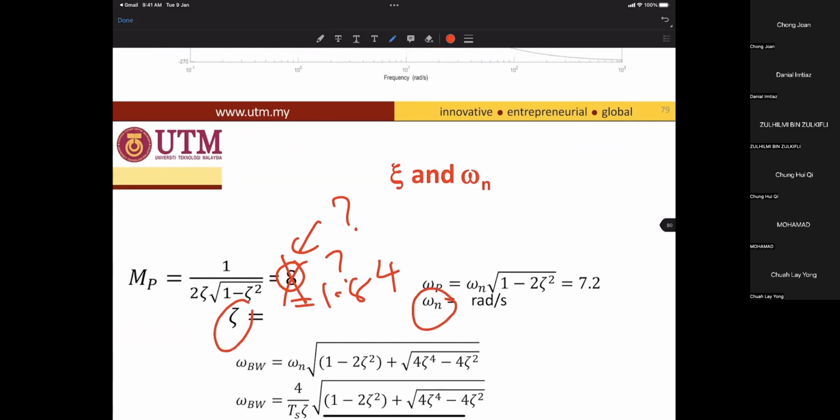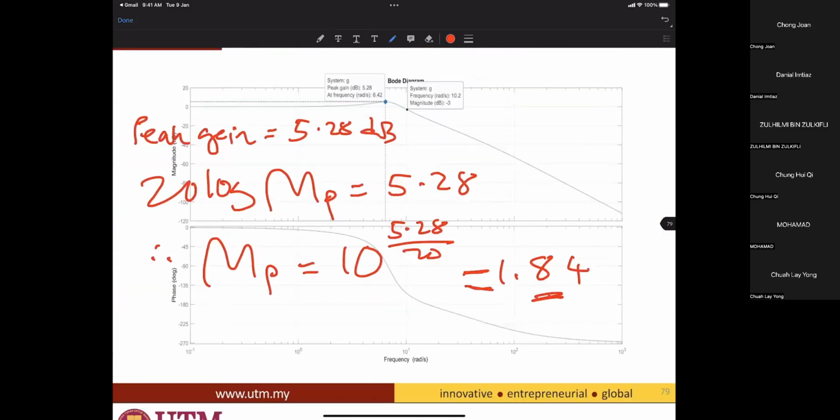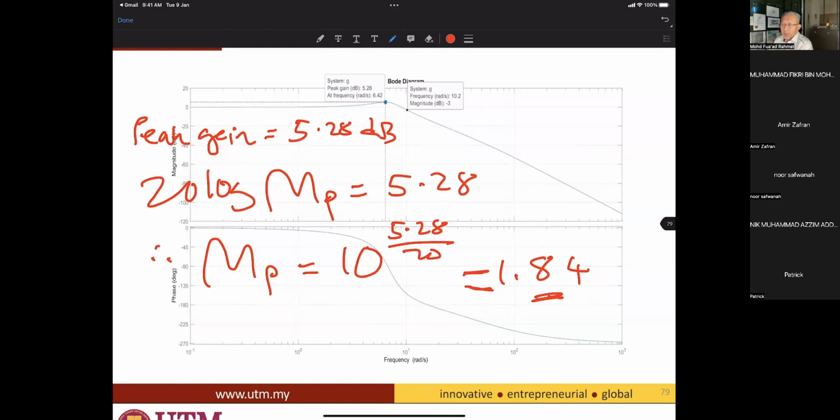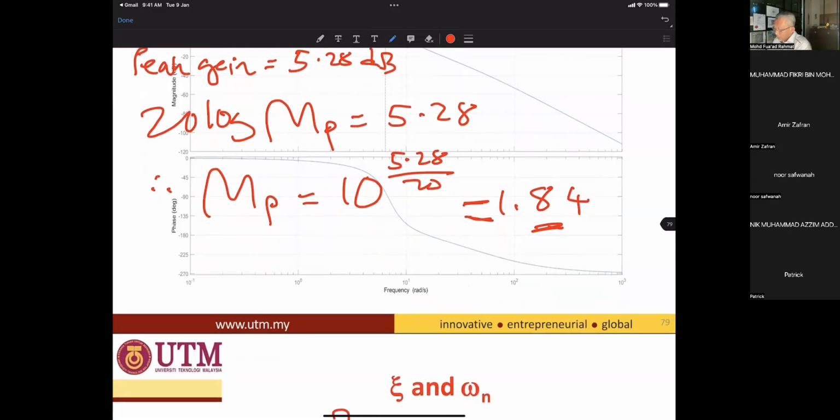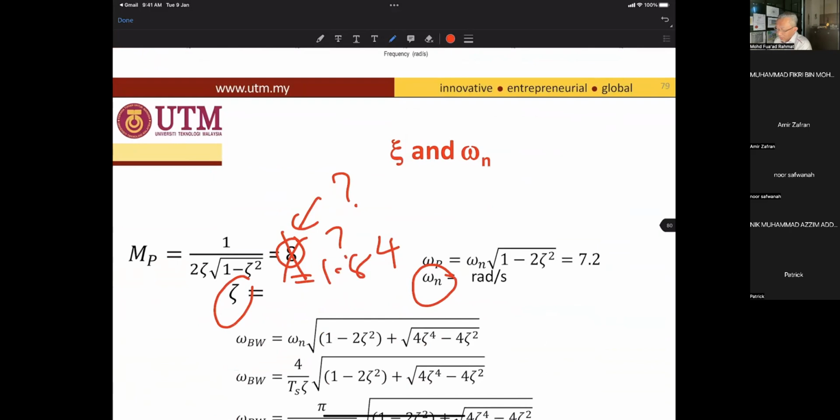Doctor, can you go to the previous slide? This one. 20 log MP equals 5.28. MP using anti-log: 10 to the power of 5.28 divided by 20, gives 1.84. Okay? Correct. Calculate this zeta with omega n, do it above, and send me a snapshot on WhatsApp after the class.